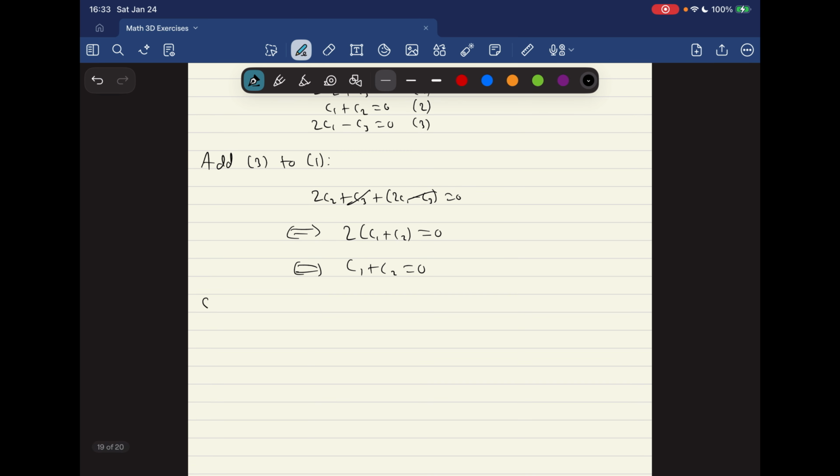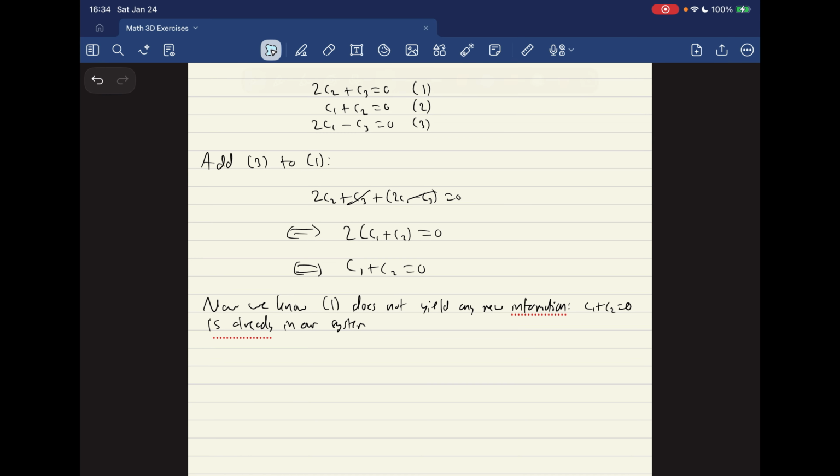So now we know, or let me rephrase, now we know that adding equation 3 to equation 1 does not yield any new information about our solutions, since this equation that we got is already in our system. So now we just have to worry about solving these two equations here.